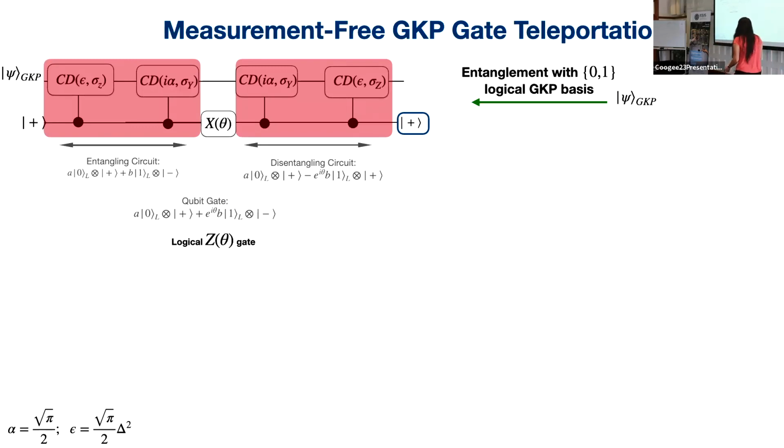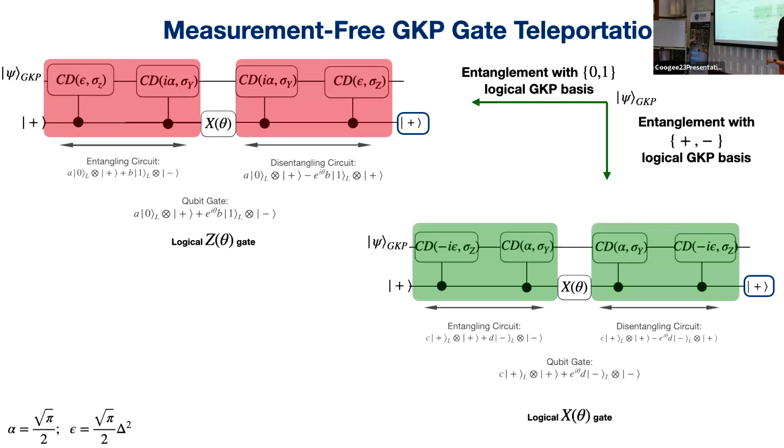Now, if you do the same thing in the plus minus basis, so you take the GKP qubit in the plus minus basis, with the stabilization circuit in the other quadrature, this is the stabilization in P. You're entangling your ancilla qubit with the plus minus basis, and you get this circuit. In this case, you will be applying a logical X theta gate. So now I've shown you how to apply a logical Z theta gate and a logical X theta gate. Similarly, you can do a logical Y theta gate also. But I've shown you how to do arbitrary single qubit rotation using this gate teleportation mechanism.